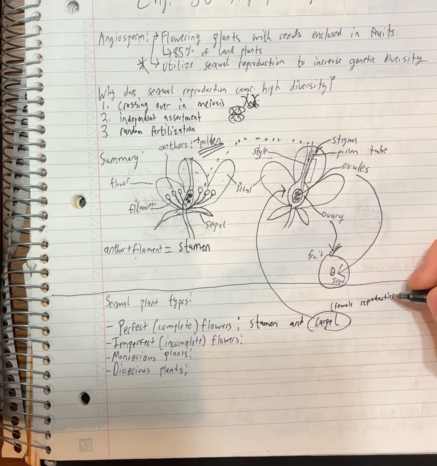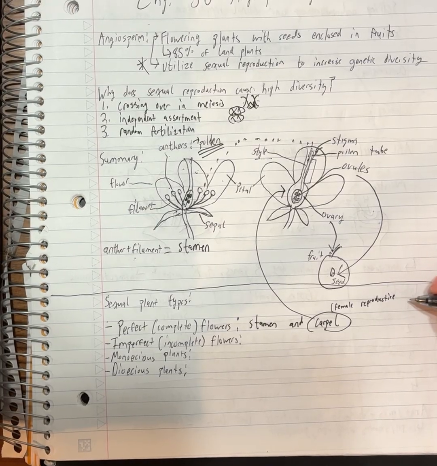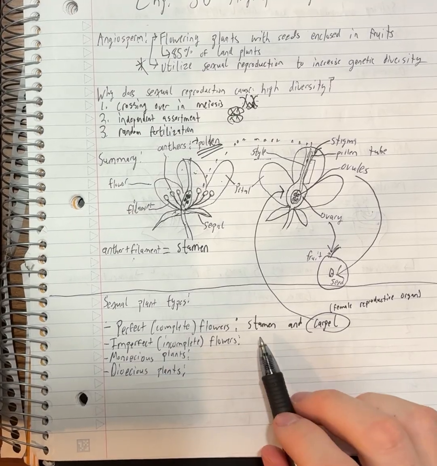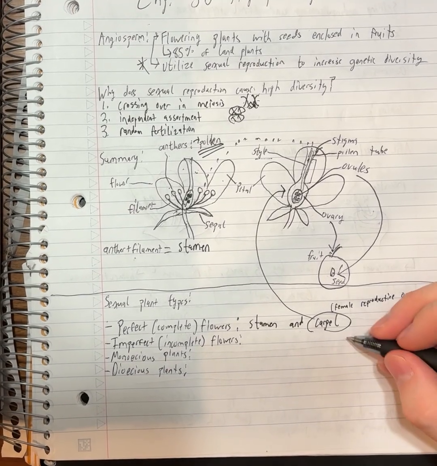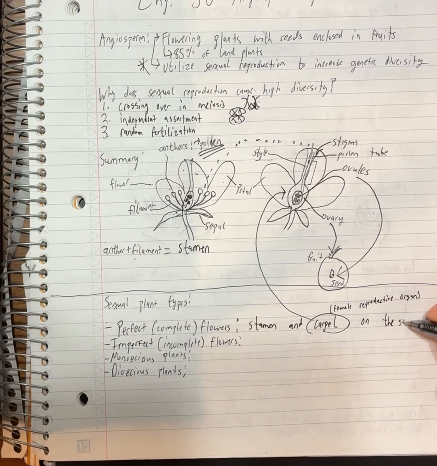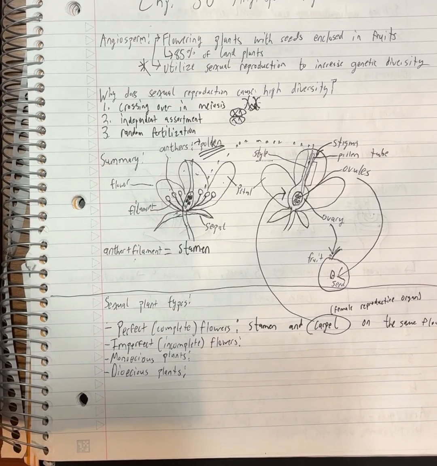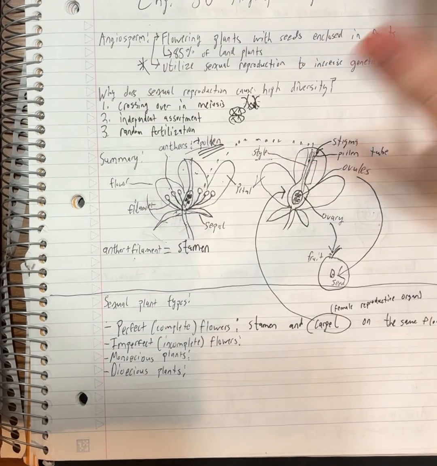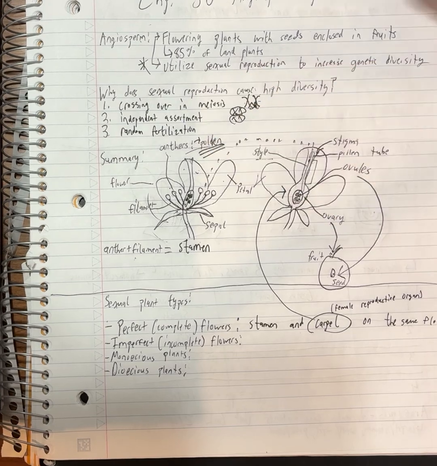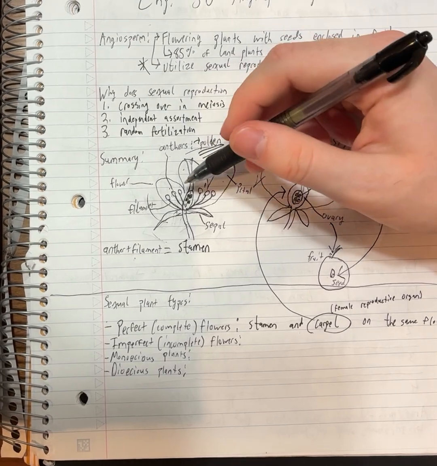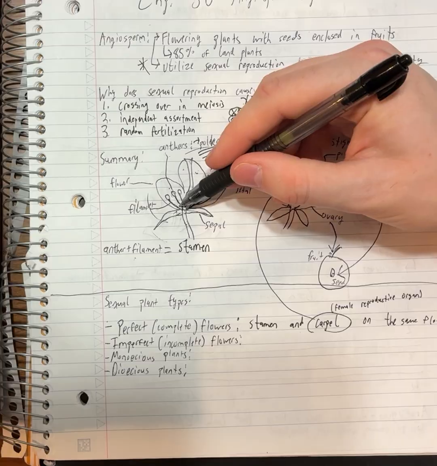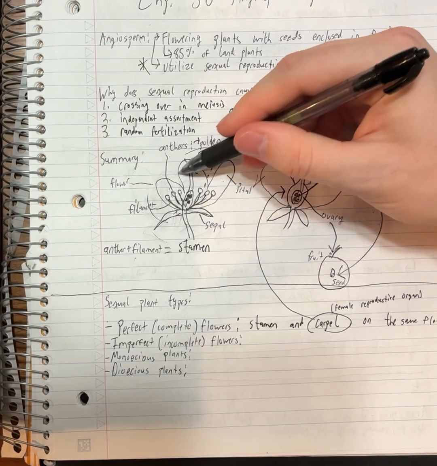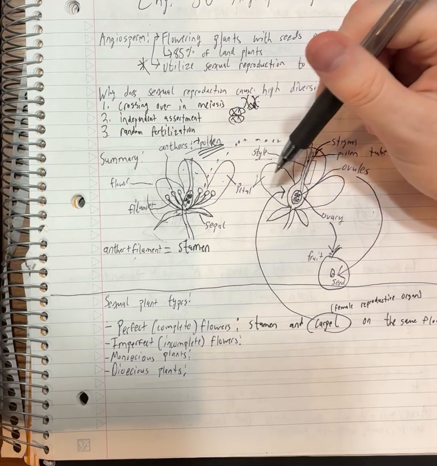And remember, stamen is the male reproductive organ. So anyway, perfect or complete flowers have stamen and carpels on the same flower. So in one singular flower of the plant, remember, plants can have many, many flowers. Think of cherry blossom trees. They have tons and tons of flowers. So a perfect flower has both stamen, the male reproductive organs, and it has your carpel, or your ovaries.